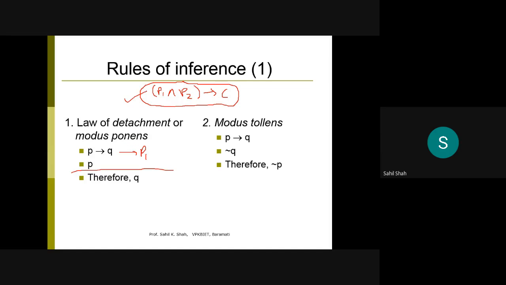When to construct a truth table? If it is not matching with any of the laws. So the first law, P conditional Q, is the first premise, and the second premise is P. The conclusion is Q. The second, modus tollens, also known as law of contraposition: P conditional Q, the second premise is negation Q. I will have a result as therefore negation of Q.